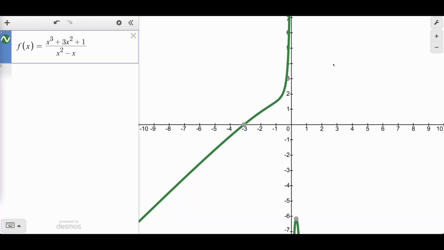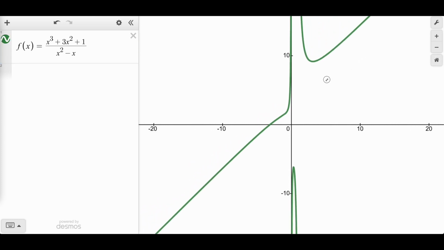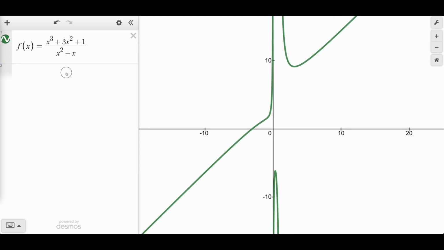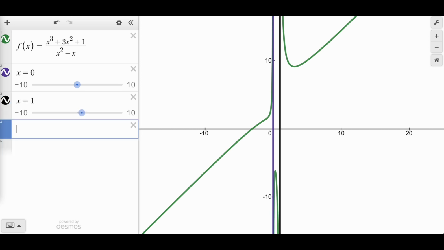So here's what that graph looks like if you plot it out in Desmos. It's not the best looking graph in the world. There's a lot of moving parts to it. Let's do x equals 0. You can see there's a vertical asymptote there. We could do x equals 1. You can see that there's a vertical asymptote there. And then last but not least, we're going to do y equals x plus 4 for the slant asymptote.